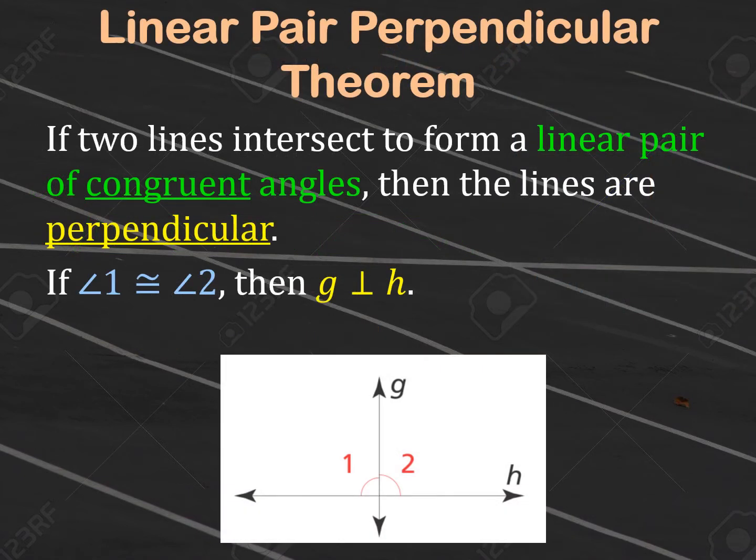Next, we have a couple theorems. First, we have the linear pair perpendicular theorem. If two lines intersect to form a linear pair of congruent angles, then the lines are perpendicular. So what you're given is that angle 1 is congruent to angle 2. If those angles form a linear pair and they're congruent, they each have to be 90 degrees. Since those angles are each 90 degrees, then line G has to be perpendicular to line H because these have to be right angles.